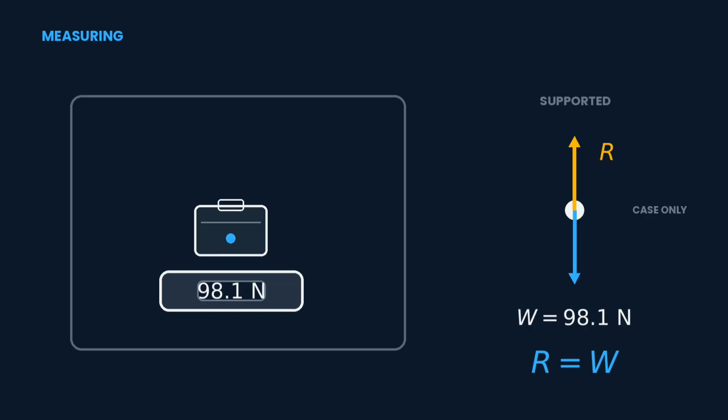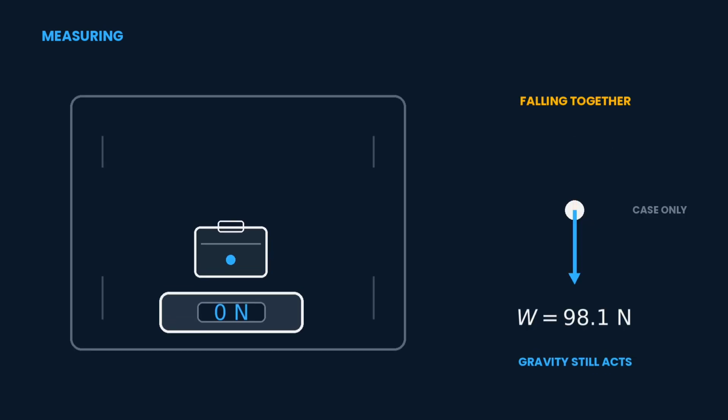Now, if we let the case and force plate fall together near the Earth, if you ignore air resistance, gravity is still acting, so the gravitational force on the case remains 98.1 newtons downwards, but the plate is no longer pushing upwards. The support force and its reading are 0. This apparent weightlessness is not the absence of gravity. Astronauts in orbit float relative to their spacecraft because both are in continuous freefall around the Earth, not because gravity is so small.